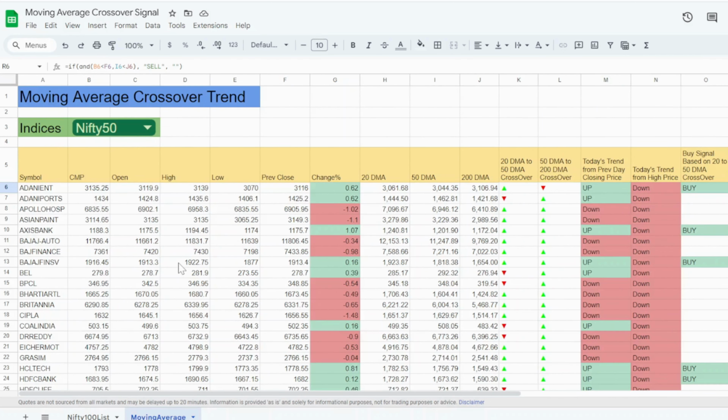Okay, so yeah, I think that's all about the moving average crossover trend.